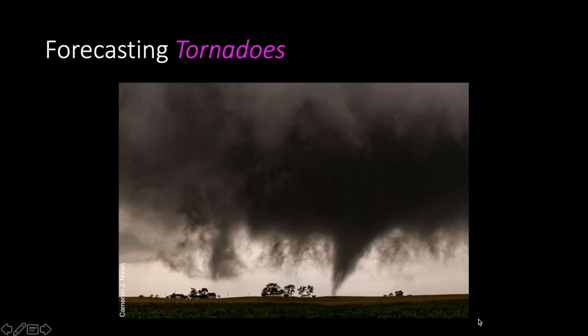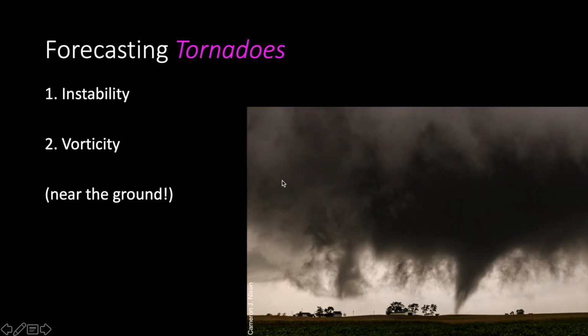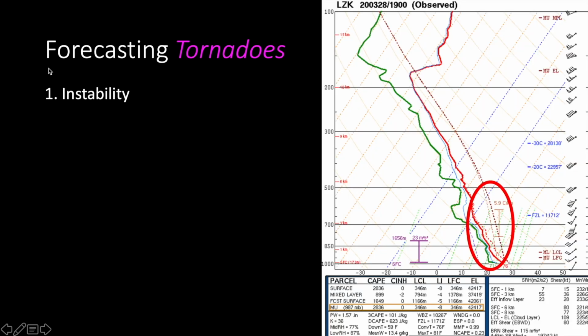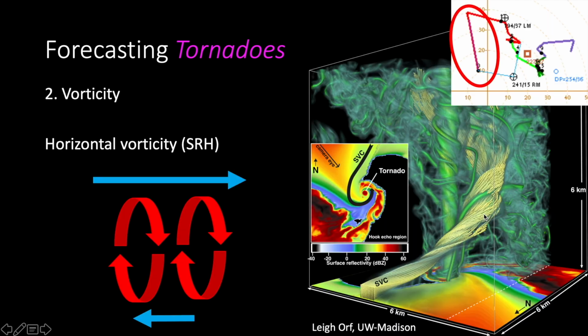But let's be honest with ourselves, we're all storm chasers. You know what we're out here for. So let's talk about tornadoes. These are an incredibly difficult process, but we can at least attempt to boil them down into instability and vorticity, both of these being near the ground. When we're looking at instability, we are looking at the temperature of our parcel versus the temperature in the environment in the low levels of the atmosphere, because this is where all the good stretching happens for that near-surface vorticity that we're going to talk about right now.